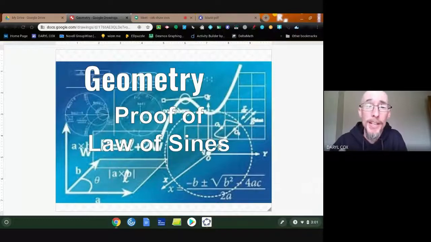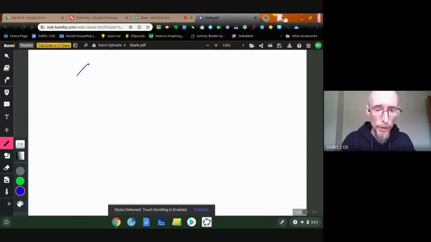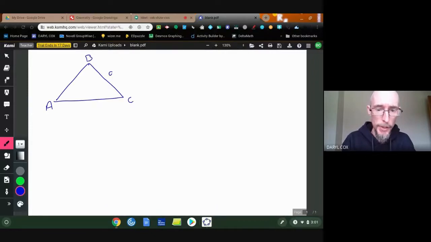So for those of you that want to satisfy your curiosity about why the law of sines works, here's a quick little proof of the law of sines. Okay, so let's start with our basic triangle. We're going to call it ABC. And of course, my opposite sides are A, B, and C.